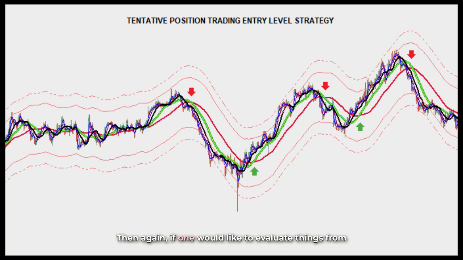Then again, if one would like to evaluate things from the perspective of an even longer-term time frame, there is always the option to consider entering positions in the direction of the matching slopes of the bold crimson 9 1/3 day baseline and the thin dark slate blue 18 2/3 day baseline as the bold black 2 1/3 day moving average is coming out of pullbacks that were on a trajectory opposed to the longer-term price flow to resume a course aligned with it.